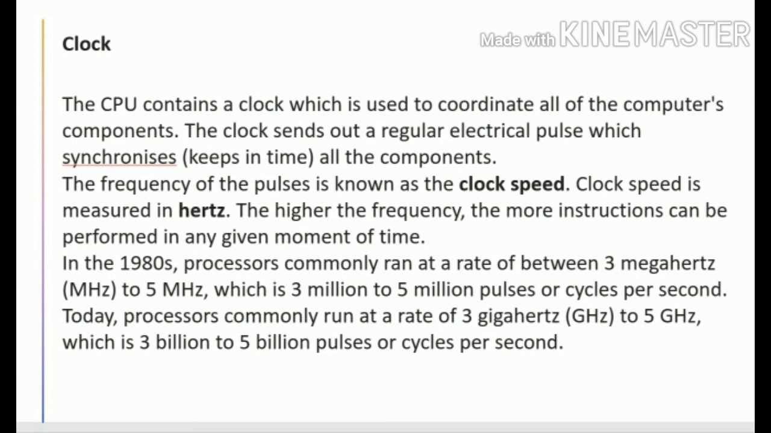In the 1980s, processors commonly ran at a rate of between 3 MHz, which is 3 million, to 5 million pulses in a cycle per second.